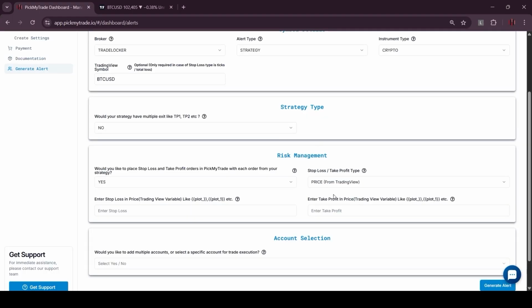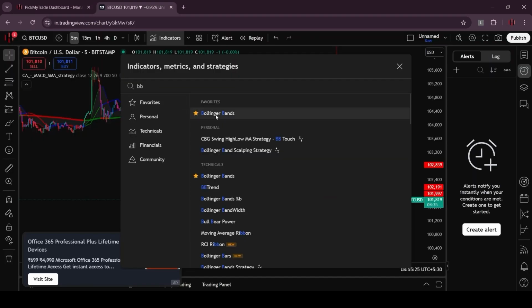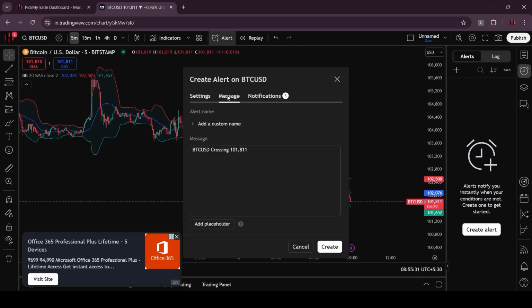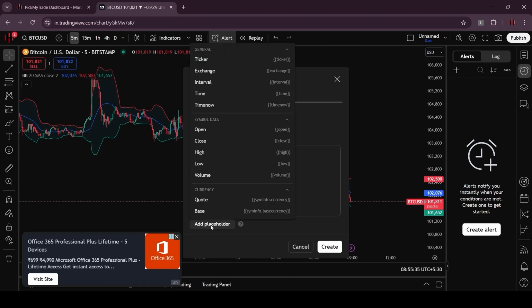Here you have to enter the placeholders, which will calculate the values of stop loss and take profit. For example, here I have the Bollinger Band. So if I have to check the values of placeholders, then go to the Alerts tab, and then click on the message box here. Then here is the option to add a placeholder.